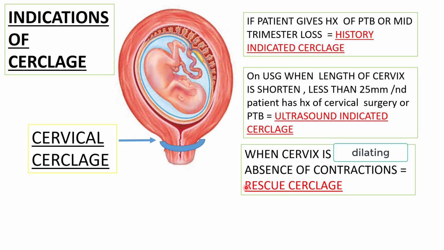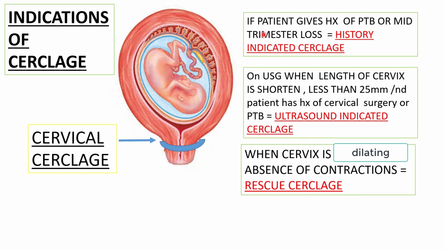This indication of cervical cerclage is called rescue cerclage when the cervix is dilating in the absence of contractions, and it is applied usually between 16 weeks of pregnancy till 27 plus 6 days of pregnancy. And just remember, do not apply rescue cerclage if there are any signs of infection, any bleeding, or if there are contractions. So how easy it is?